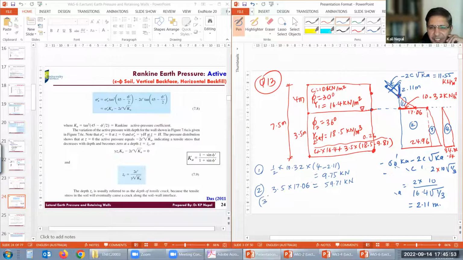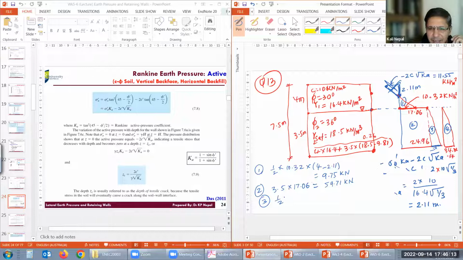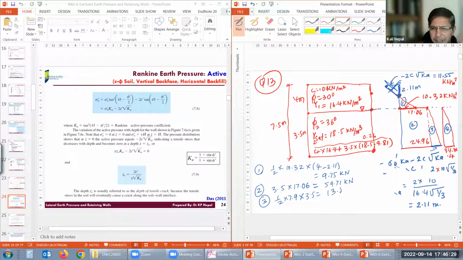So area 3. For area 3, I need to calculate that side. That side is 24.96 take away 17.07. How much is that part? 24.96, all of it, right? So that take away the top one. Yeah. 7.9. Okay, so half times 7.9 times what's the height? 3.5, yeah? Half base times height, area of a triangle, yeah? How much is that? 13.83. 13.83 kilonewton.